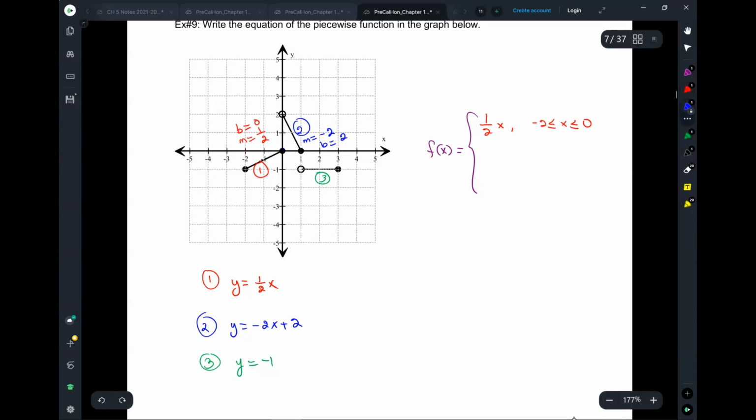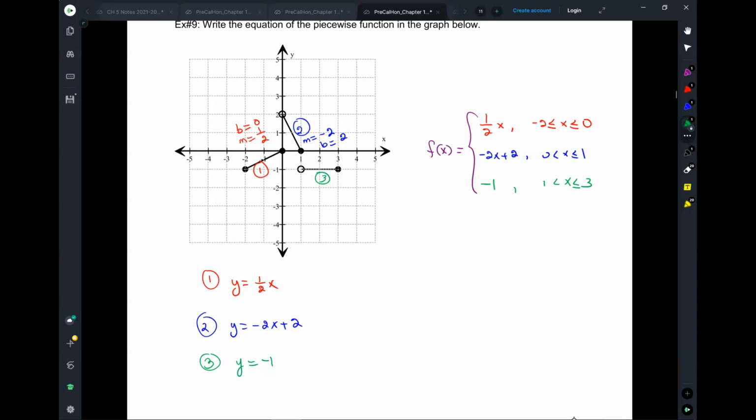Second function is negative 2x plus 2. Where does that live? From what to what? 0 to 1. But look, it's open at 0, closed at 1. Third function is just negative 1, and it lives from 1 to 3. 1 is open, 3 is closed.